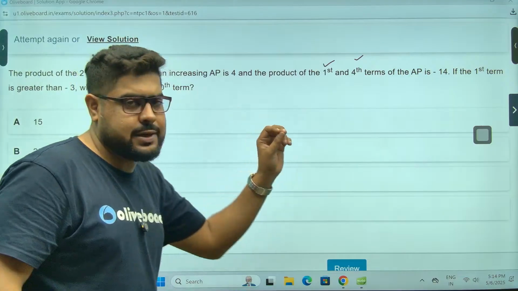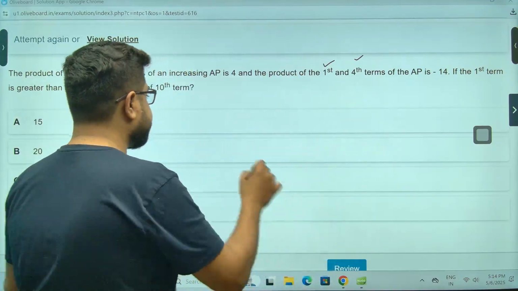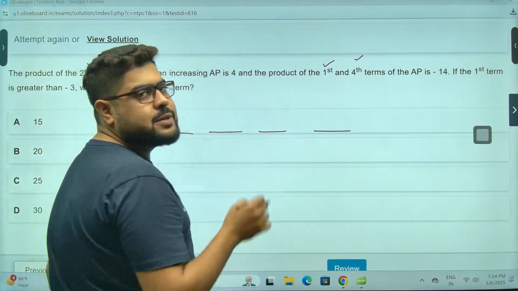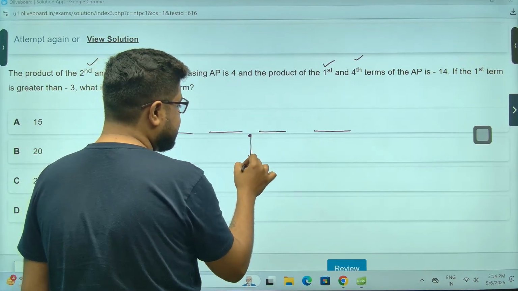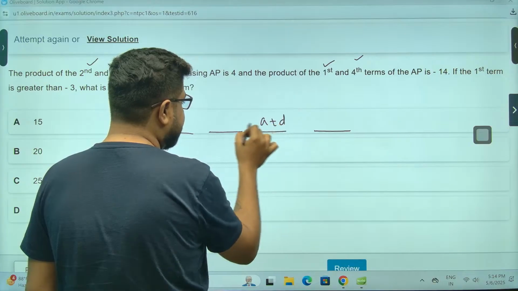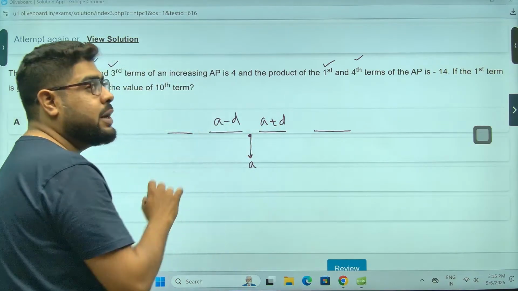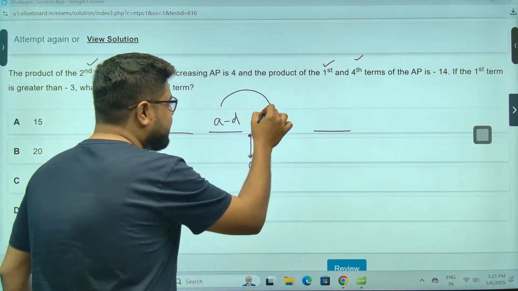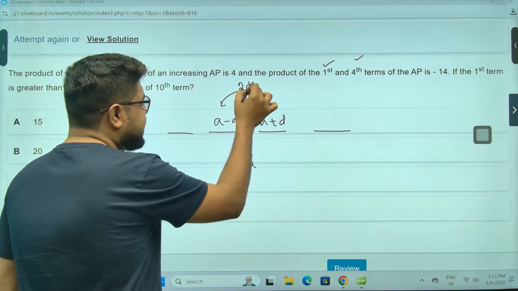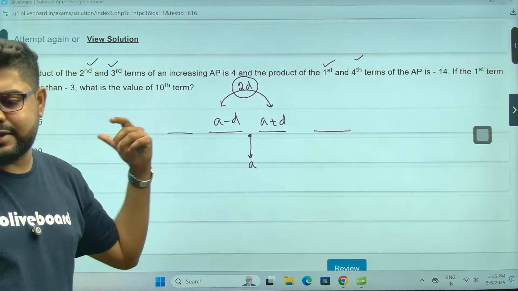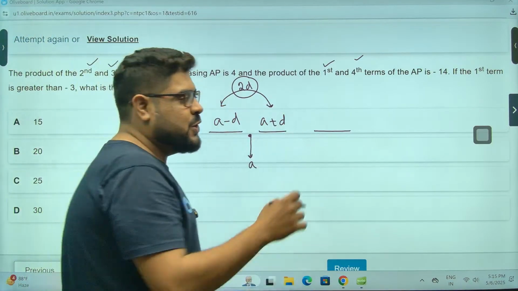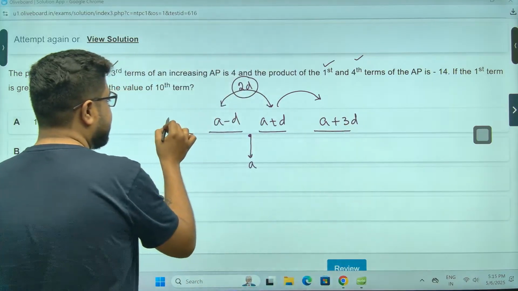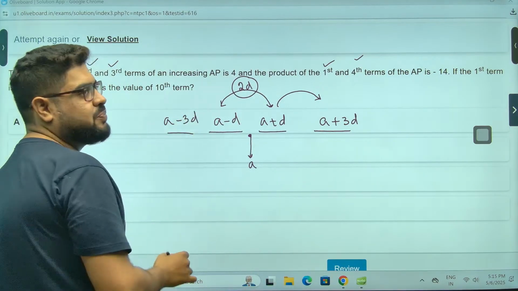That means first, consider there is a four term AP. 1, 2, 3, 4. If the number of terms is even, then this is the average. I'll take A. It is A plus D, this is A minus D. D is not the common difference. As I told you as theory, in these cases the common difference is 2D. So the next one will be A plus D plus 2D, that is A plus 3D, and A minus 3D.